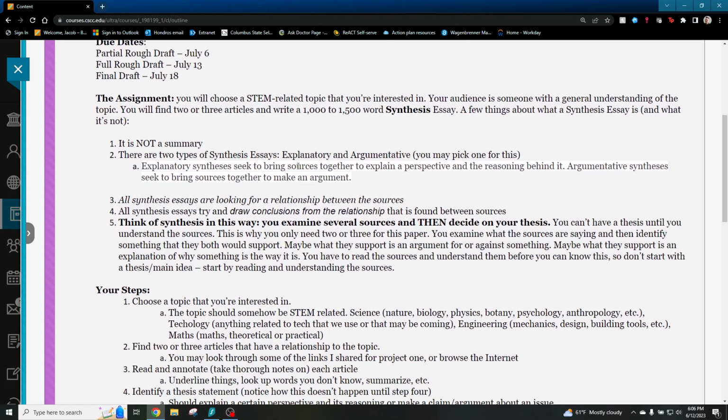You have the option to write an explanatory or argumentative synthesis. In the explanatory synthesis, you are presenting a perspective, you're reaching a conclusion and explaining the reasoning behind it, but you're not really trying to persuade your reader, you're more seeking to inform. The argumentative synthesis, of course, is you are trying to develop an argument, you are trying to be persuasive.